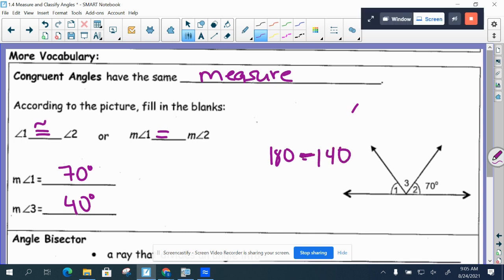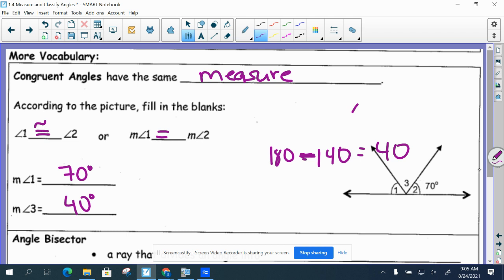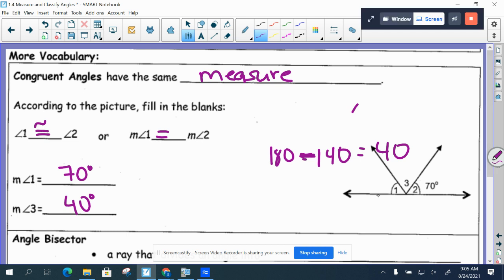Yes, sorry, this is minus 9. 180 minus the 70, or the 140 that's already there, gives us 40 left over for angle 3, because this is a straight angle, so the whole thing is 180.